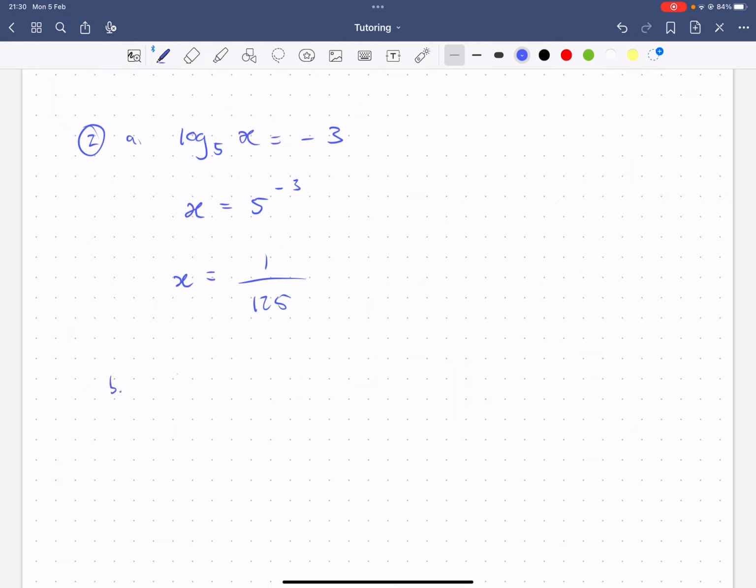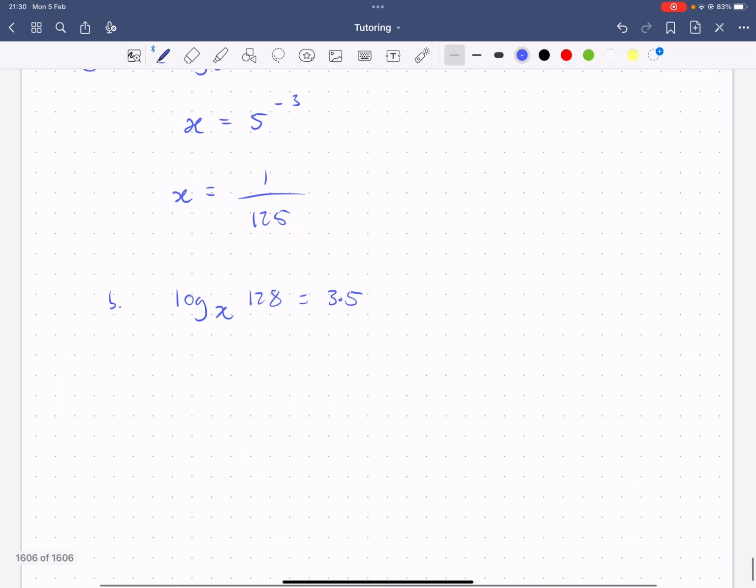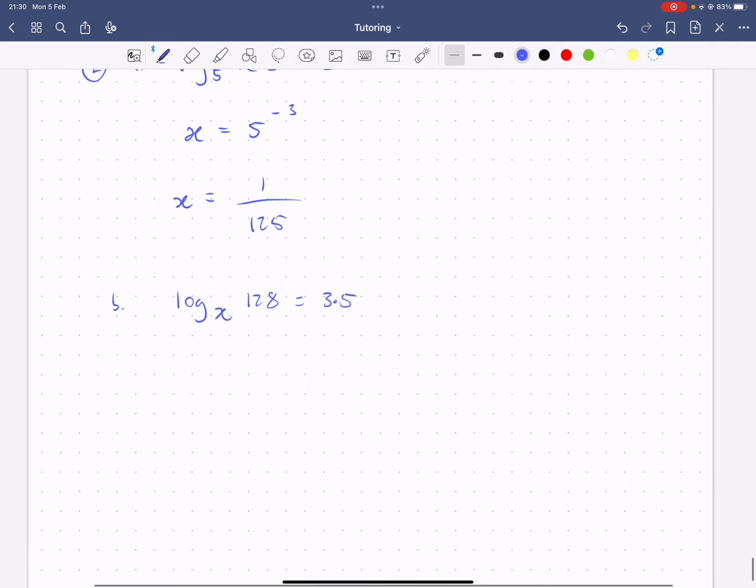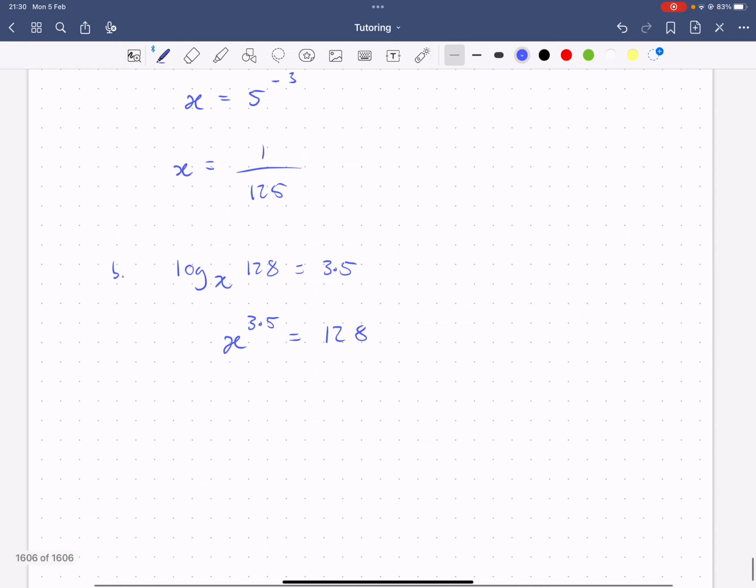Part B, we've got log base x of 128 is equal to 3.5. Transforming those logs there, we're going to get, oh, this is interesting. We're going to have x to the power of 3.5 is equal to 128. Now your calculator can actually take the 3.5th root of something. So x is equal to the 3.5 root. There's probably an easier way that I'm too tired to know about to do that. And then we get 4.